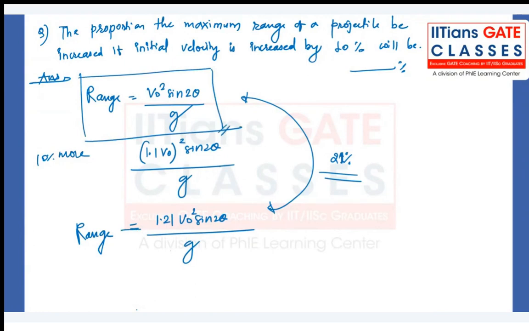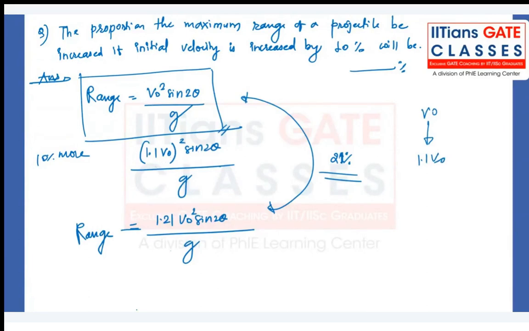They are asking the percentage by which the maximum range of the projectile will increase if initial velocity is increased by 10%. Initial velocity is V naught. We have to increase it by 10% means what? 1.1 times V naught, right? So in this formula, I'm replacing V naught by 1.1 times V naught. So V naught square will become (1.1 V naught) square sine of 2 theta divided by g.